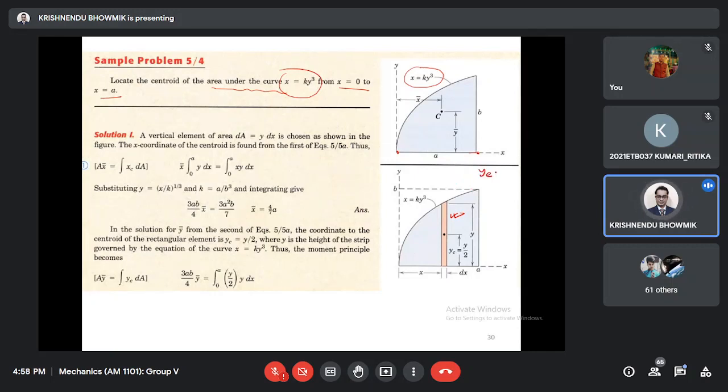I write ye for the elemental strip: ye equal to y by 2, and xe equal to x. You understood that also. Now what is dA? dA was y dx, isn't it? Y multiplied by dx is dA. Now y is x by k, power 1 by 3.